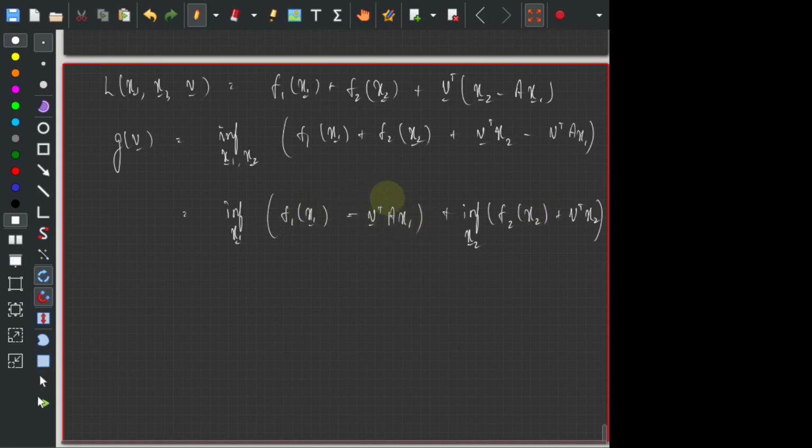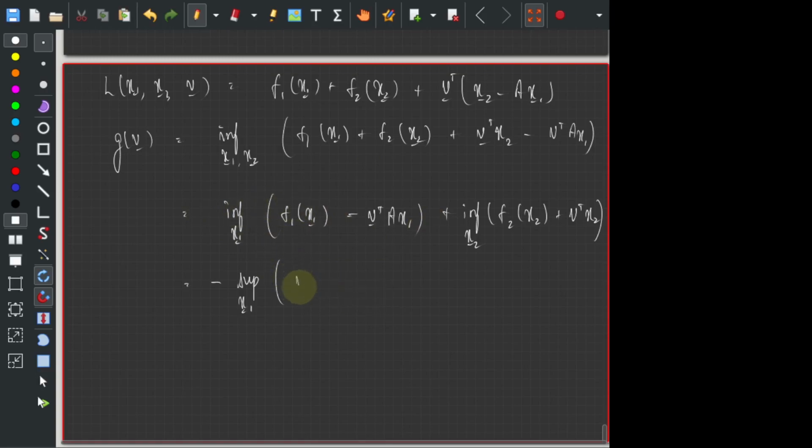So right here I have a linear function in v and x1 minus some function. Can I express this as the conjugate of some particular function? I can write this as the negative of the supremum over all possible x1 of the negative of this particular function. Right? So the infimum of anything can be written as the negative of the supremum of the negative.